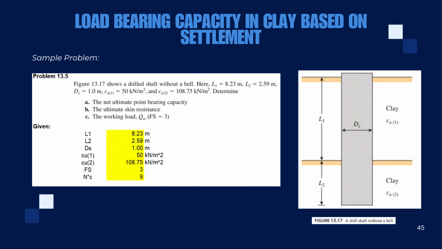In problem 13.5, figure 13.17 shows a drilled shaft without a bell. Here, L1 is equal to 12.23 meters, L2 is equal to 2.59 meters, and Ds is equal to 1 meter, where Cu1 is equal to 50 kilonewton per meter squared and Cu2 is equal to 108.75 kilonewton per meter squared. Determine the net ultimate point bearing capacity, the ultimate skin resistance, and the working load QW, where the factor of safety is equal to 3.